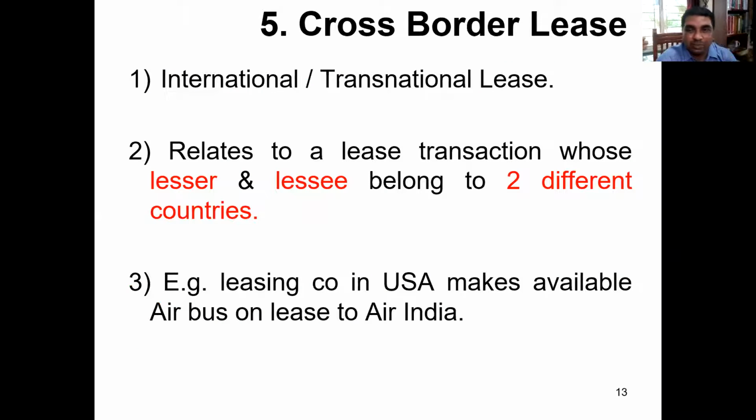Cross-border lease means when parties are located in different countries, that is called an international lease or cross-border lease.